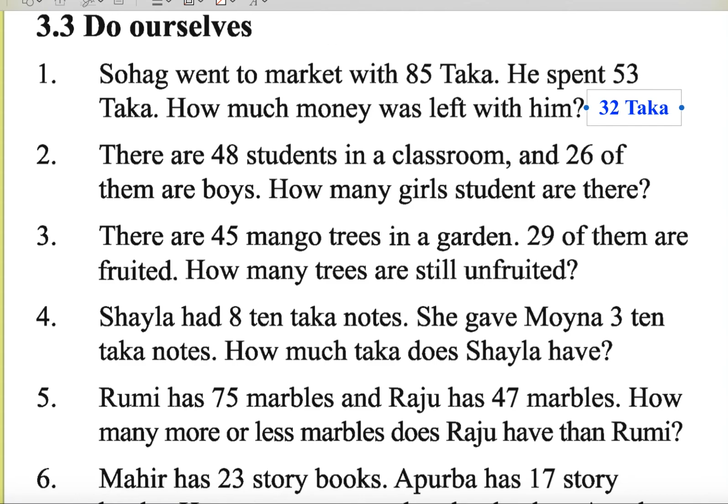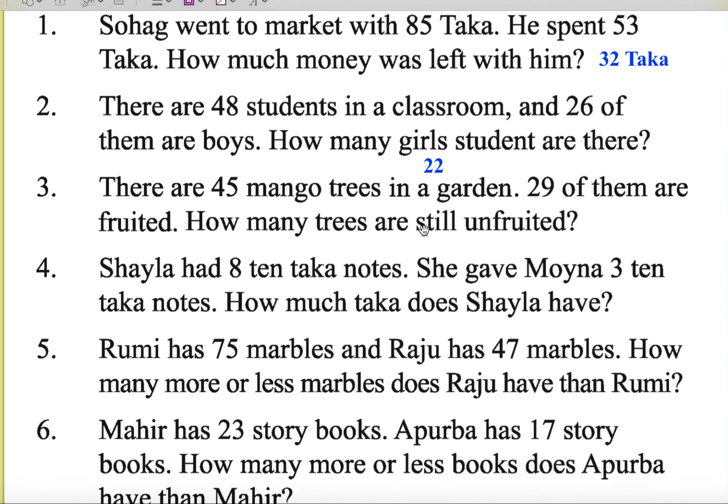That's fair enough. There are 48 students in the classroom and 26 of them are boys. How many students are girls? This is also quite a silly problem. 8 minus 6 is 2 in the ones place. In the tens place it is 2. So 22 girls.